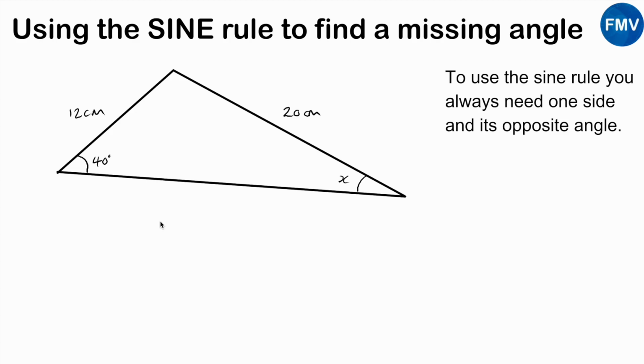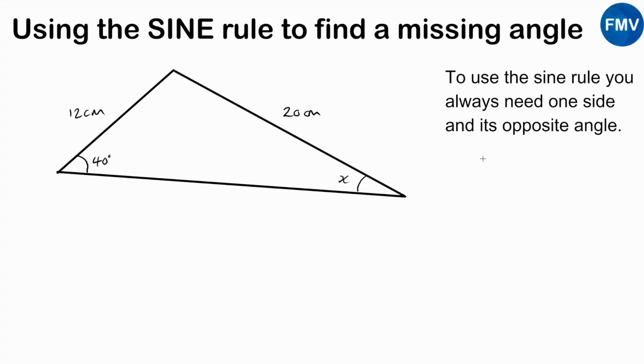Welcome back. So let's use the sine rule to find a missing angle. So in this question here, we're being asked to find the value of x. Remember, with the sine rule, we need a side with its opposite angle. So there's a side, there's the opposite angle, there's the side, there's the opposite angle.